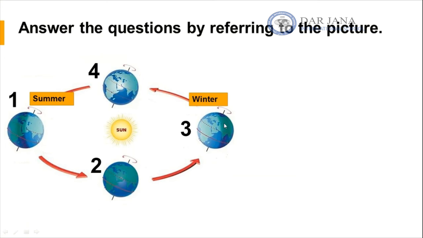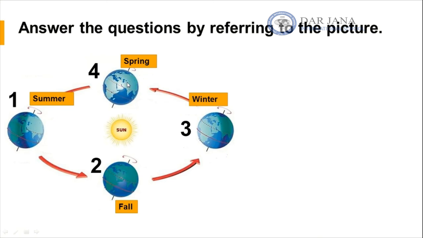So let's see now position 2 and 4. Let's fill them. After summer, what do we have? We have fall. After fall, we have winter. After winter, we have spring. So this is spring and this is fall. That's why they are in the middle, because their weather is not extremely hot and it's not extremely cold. It's moderate. We say that as if it's in the middle.